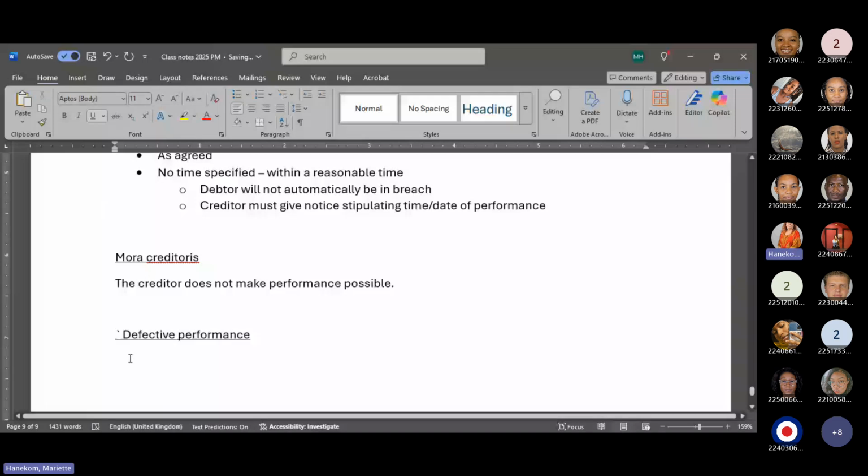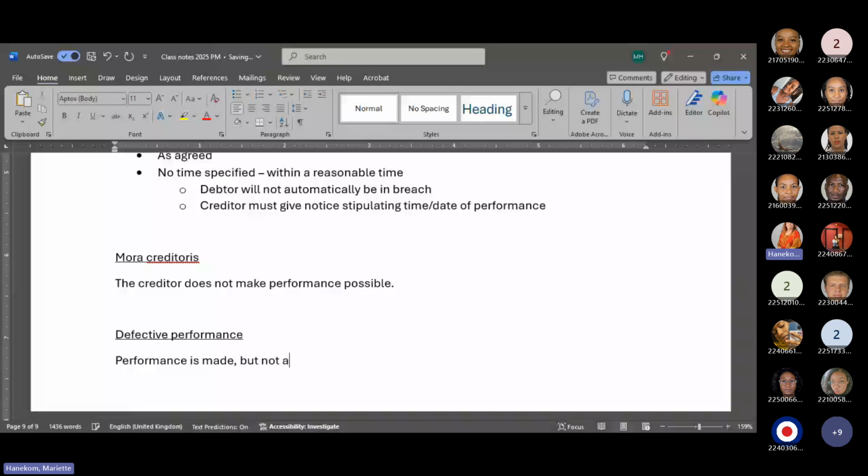Defective performance, there is performance, but performance is made, but not as agreed. So if you do pay on Friday, but you only pay 500 and not 1,000, that's still breach of contract, but it won't be classified as mora debitoris. It will be classified as defective performance.